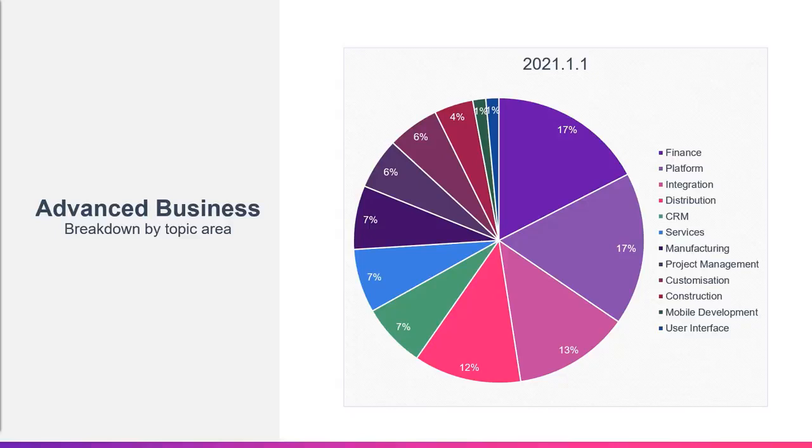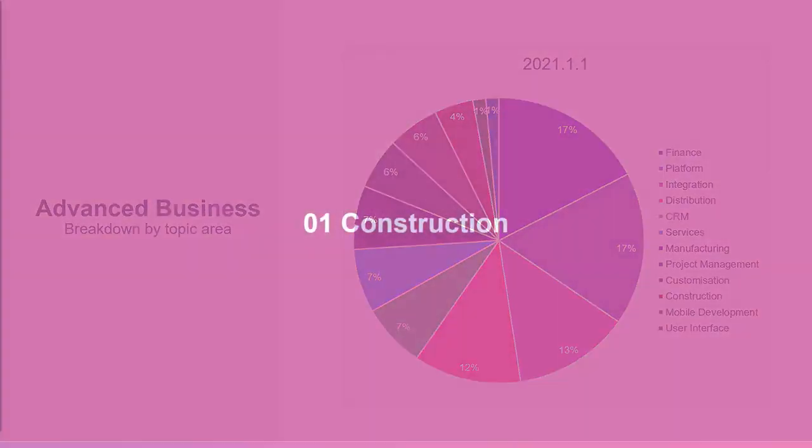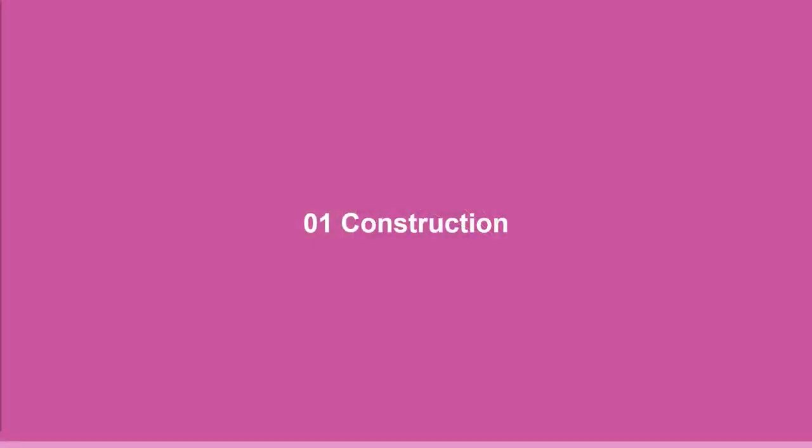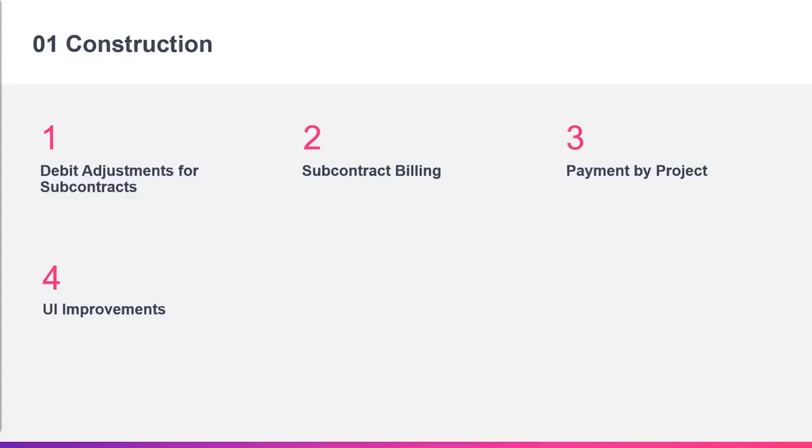Here's an approximate breakdown of the changes by topic area. Topics for construction include debit adjustments for subcontracts, subcontract billing, payment by project, and general UI improvements.